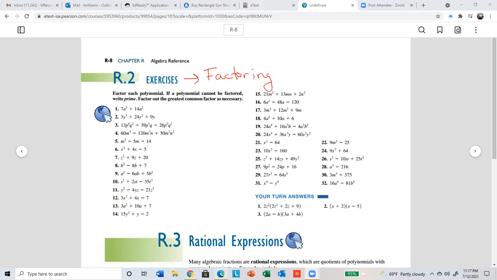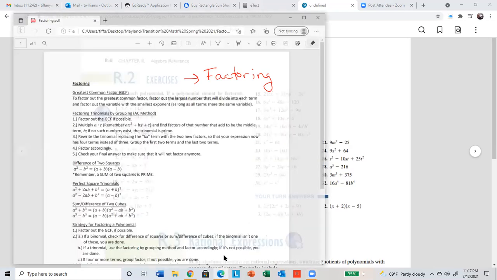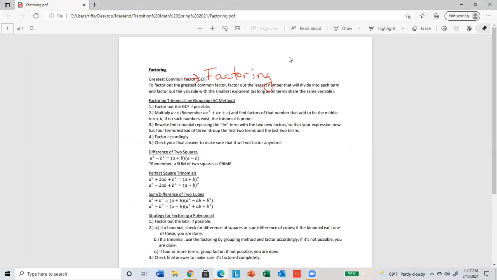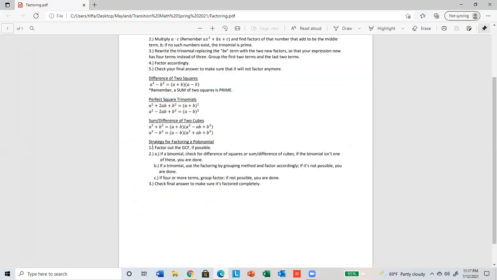So I'm going to go to some notes that I have posted on your Moodle page. So let me get rid of factoring here. These are notes that you're going to find. This is your step-by-step process of how to factor out everything. So when you're factoring, this is the strategy for factoring.